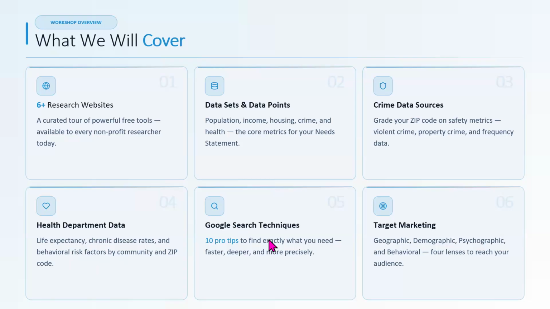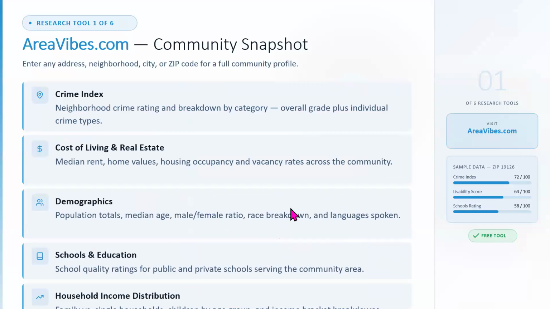And then we're going to do some Google techniques. And finally, we're going to end with target marketing: geographic, demographic, psychographic, and behavioral. These are the 4 types of marketing skill sets. You can use this in your day-to-day practice. When we talk about targeted marketing, let's go here.